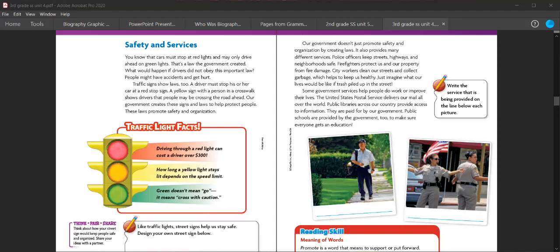Traffic signs show laws too. A driver must stop his or her car at a red stop sign. A yellow sign with a person in a crosswalk shows drivers that people may be crossing the road ahead. Our government creates these signs and laws to help protect people. These laws promote safety and organization. Quick check. Why does our government create traffic signs and traffic laws?